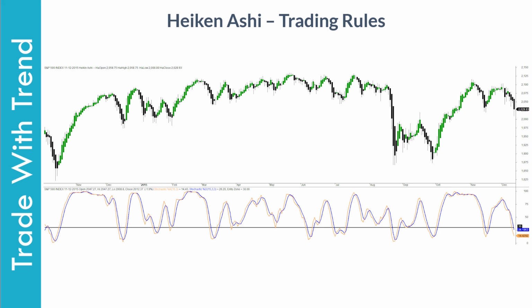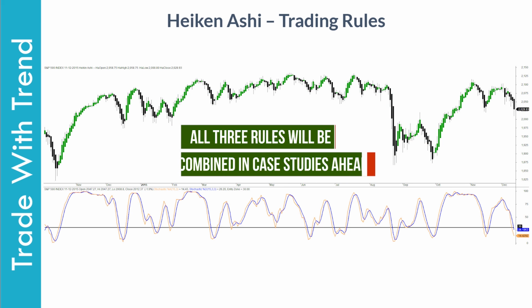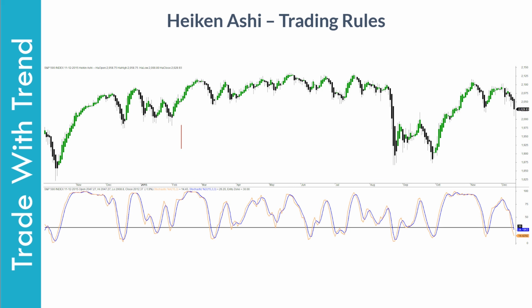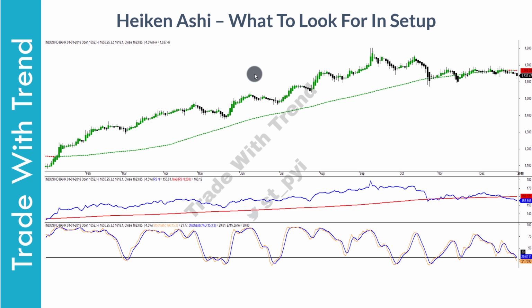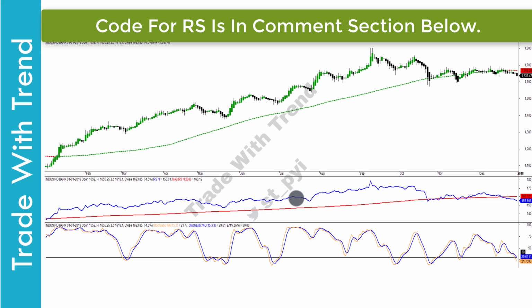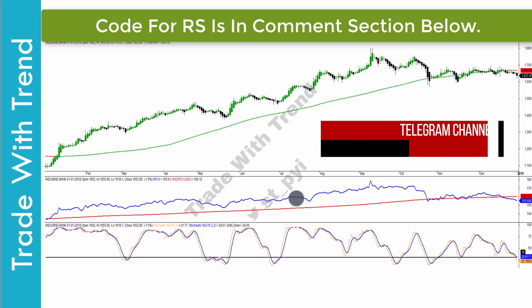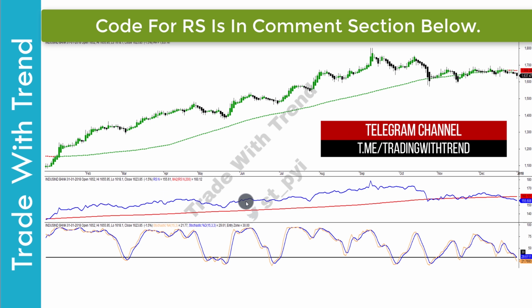Now we have looked at rule number 1 and 2 in detail, and let us take up rule number 3 first, and then we will combine all of this together. I'll also be explaining how to minimize whipsaws towards the end of this video. On this chart, I have plotted the 100-day moving average along with Heiken Ashi candlesticks, relative strength and stochastic indicator. Code for relative strength indicator for tradingview.com is given in the comment section below. When you're looking to trade this Heiken Ashi strategy, make sure you check for relative strength of the stock.